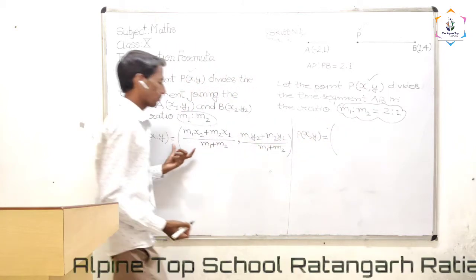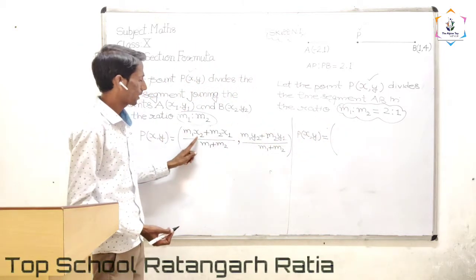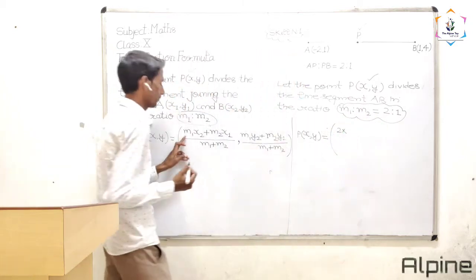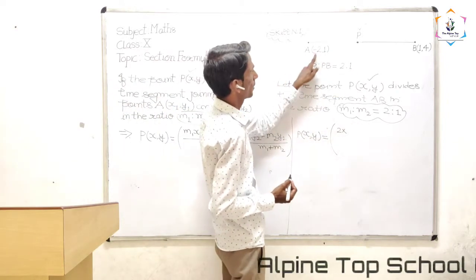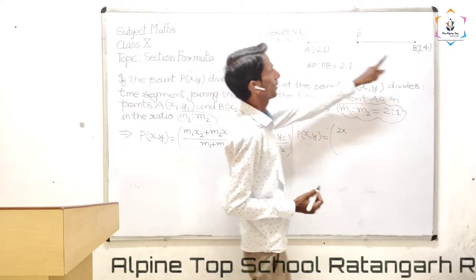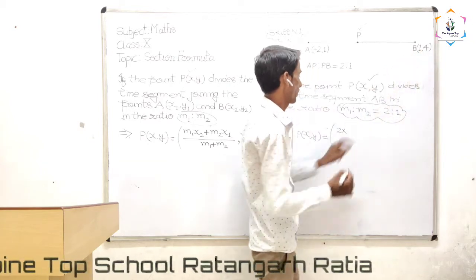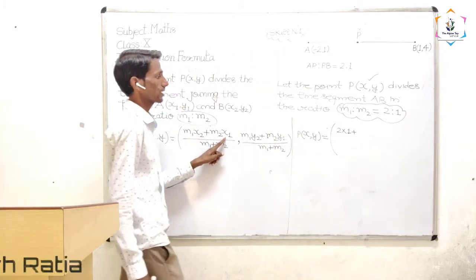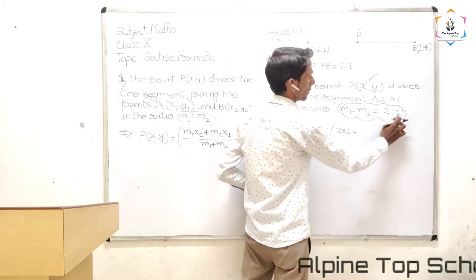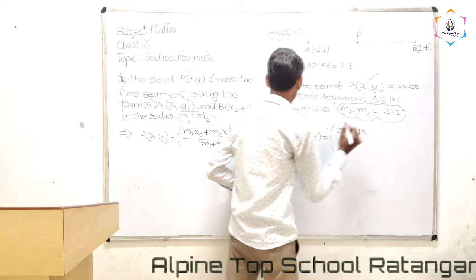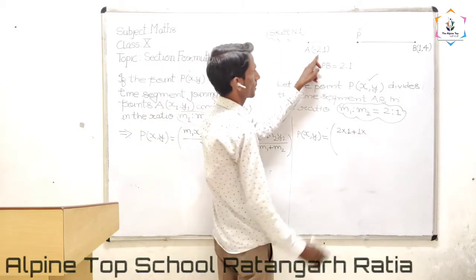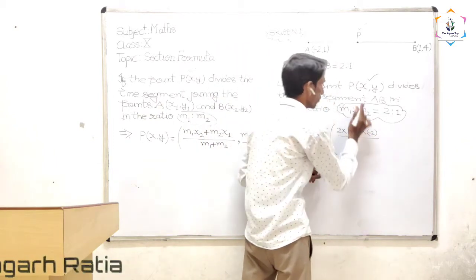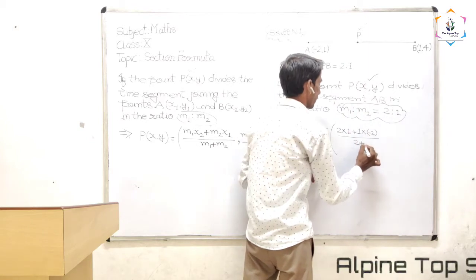Now according to the section formula, what we have to do here, M1 x2. What is M1 here? 2. M1 x2. What is the value of x2 here? Among x1 y1 x2 y2, this here is x2. It means M1 x2 plus M2 x1. What is the value of M2 here? 1. M2 x1. What is x1 here? -2. -2 we can write, by sum of ratio 2 plus 1.